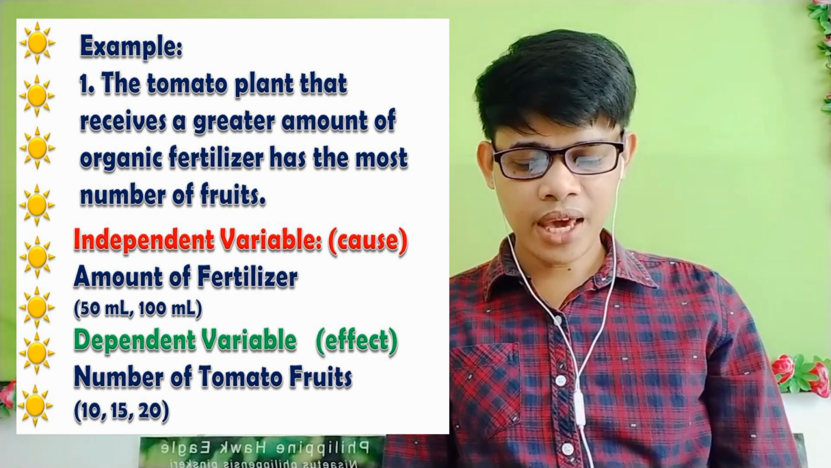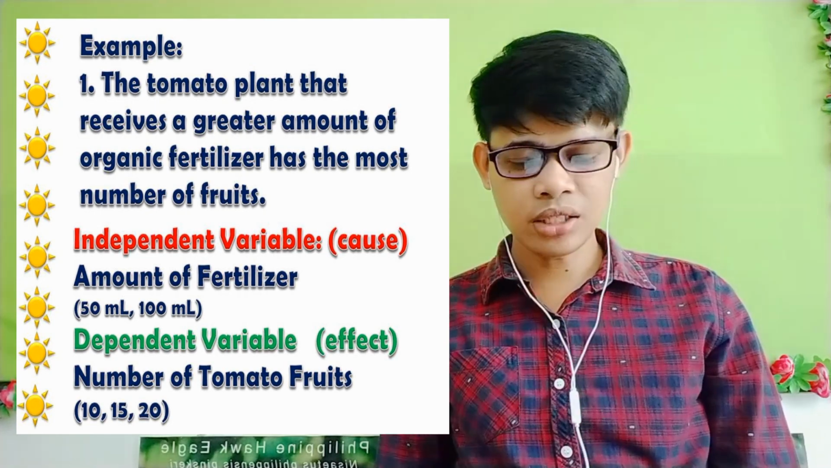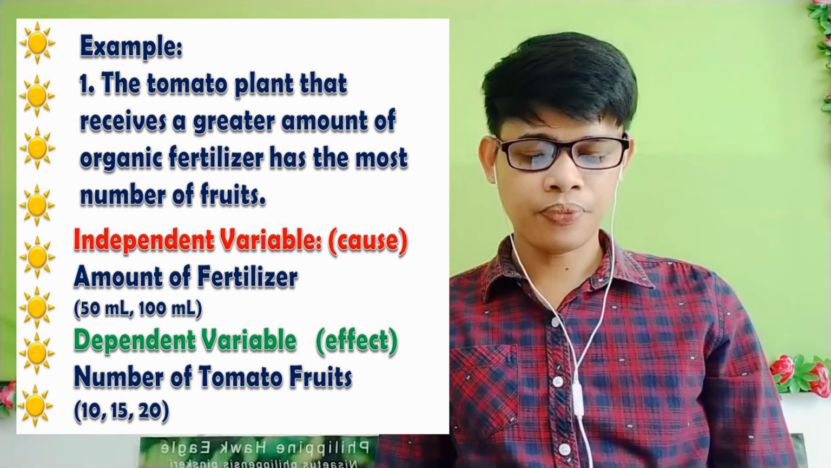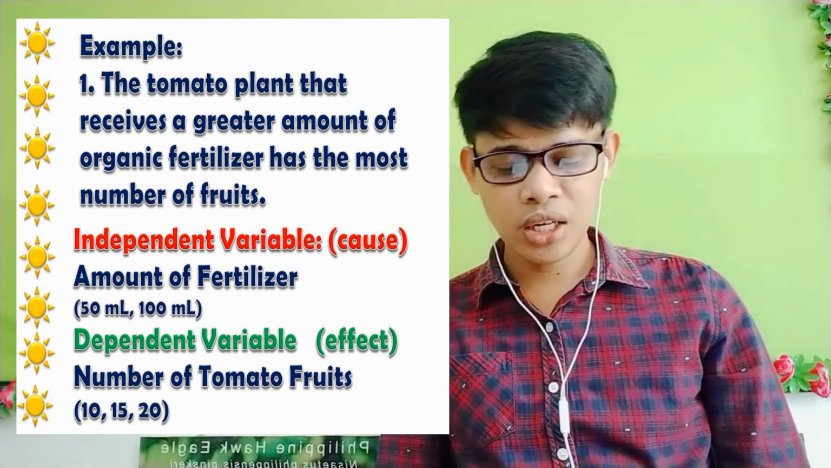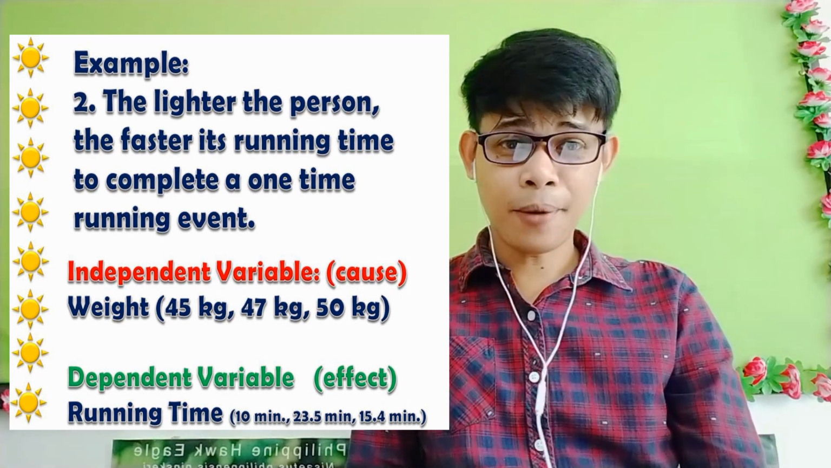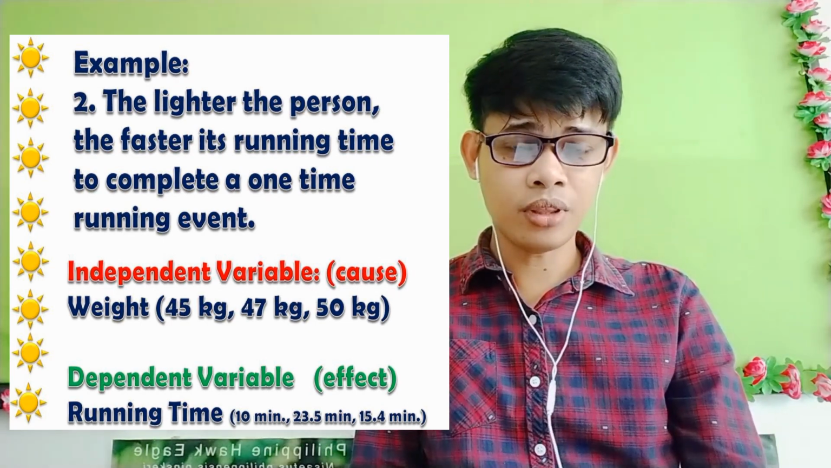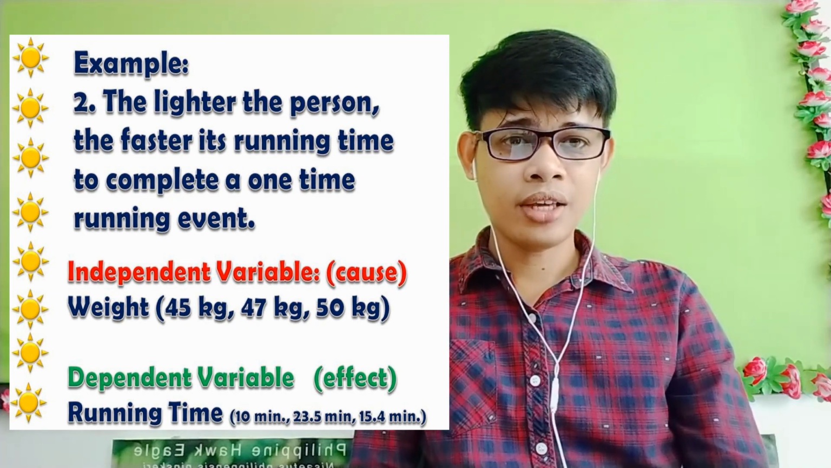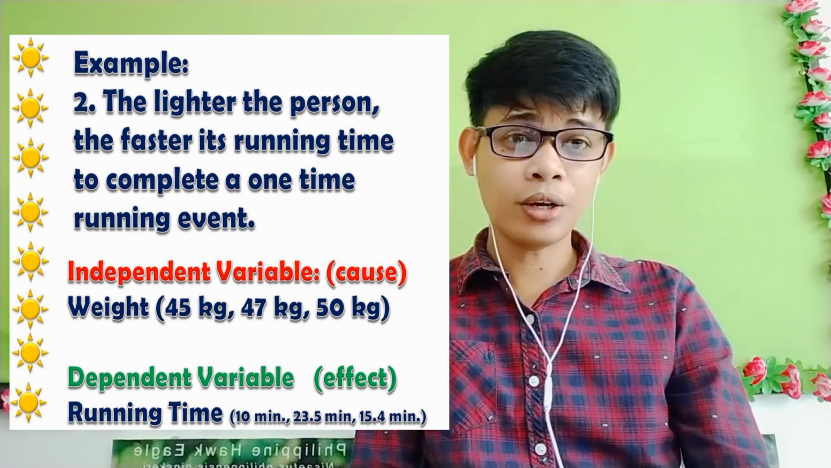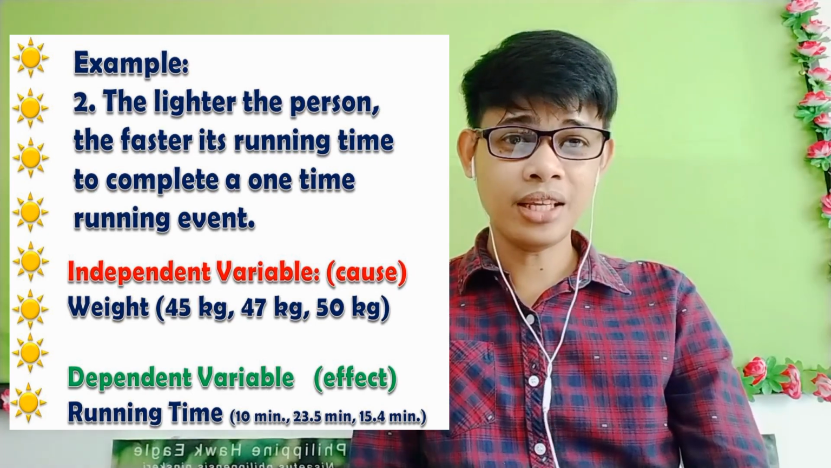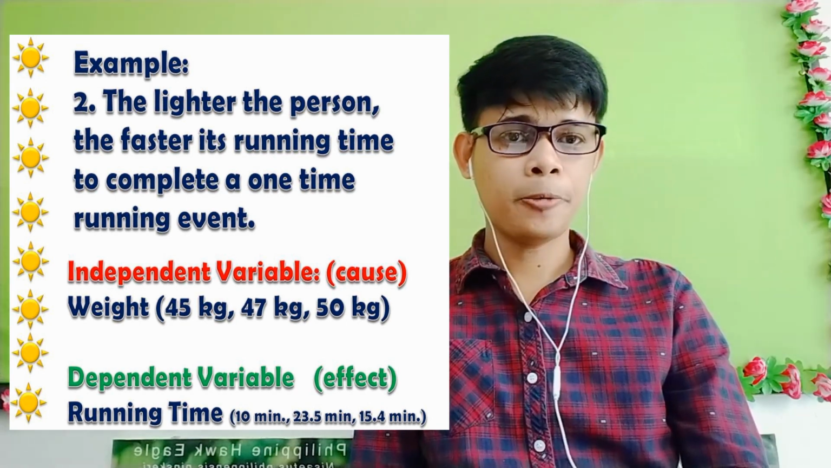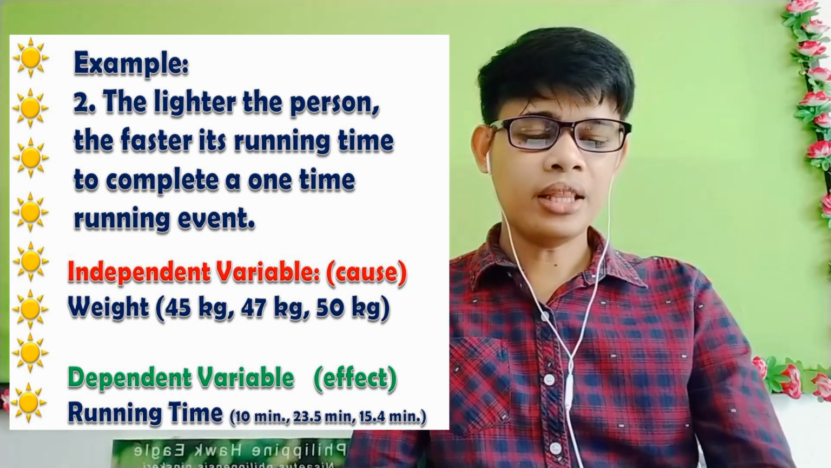While the effect, which pertains to the dependent variable, will be the number of tomato fruits. It could either be 10, 15, or 20. So in that research, the number of fruits will have to depend on the amount of fertilizer. That is why we can say that the amount of fertilizer is the cause, and automatically it will be the independent variable, and the number of tomato fruits will be the dependent variable.